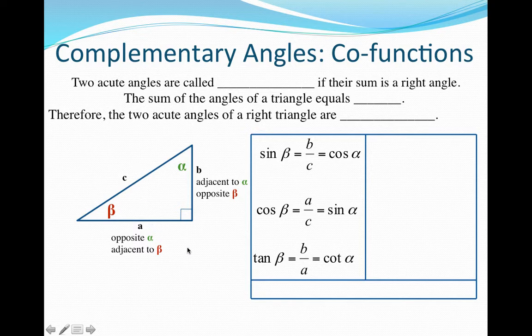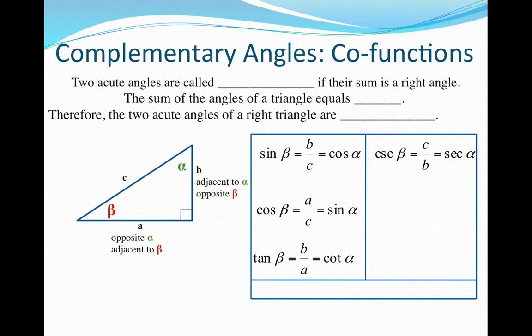If I look at tangent, I can see that the tangent of beta, opposite over adjacent, is B over A. Well, that's the same thing as the cotangent of alpha. The cotangent of alpha is adjacent, which is B, over opposite, which is A. So the tangent of beta is the same as the cotangent of alpha. They have the same value.